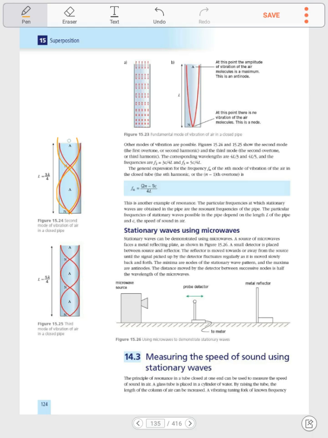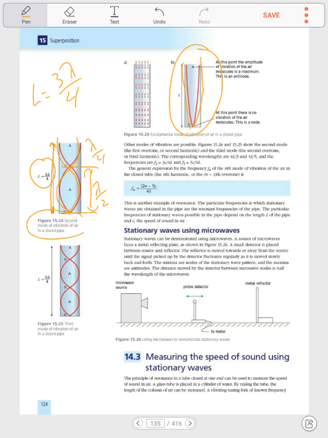Node, node, antinode. The distance between these two nodes is lambda over 2, and this is lambda over 4. So this distance is 3 lambda over 4. So the length of the tube is 3 lambda over 4. This is not the first harmonic, this is the first harmonic. This is the first wave you can see. This is the second mode of vibration, and this is the third mode of vibration.